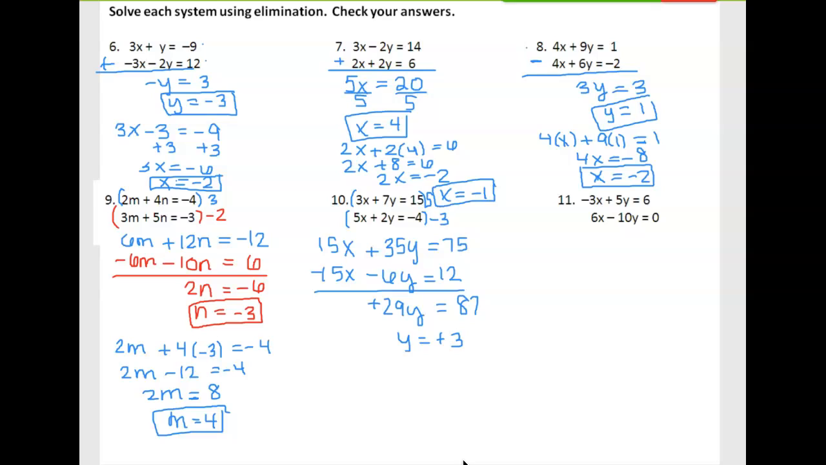And then in number 10, part 2, you're going to take that 3 and plug it back in. So 15 minus 21 is negative 6, divided by 2 is negative 2.